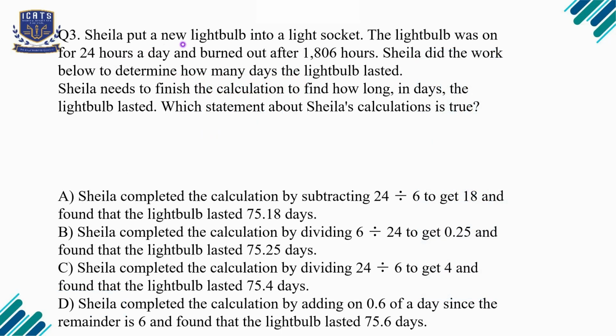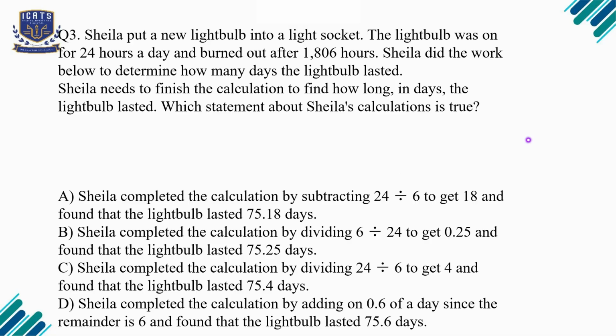Question number 3, Sheila put a new light bulb into a light socket. The light bulb was on for 24 hours a day and burned out after 1806 hours. Sheila did the work below to determine how many days the light bulb lasted. Sheila needs to finish the calculation to find how long in days the light bulb lasted. Which statement about Sheila's calculations is true? So 4 options are given to us.